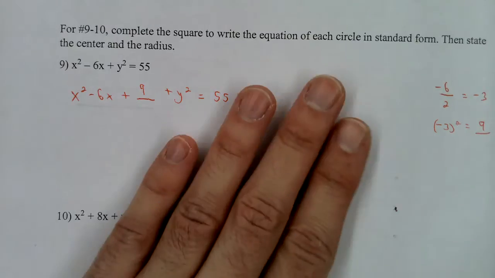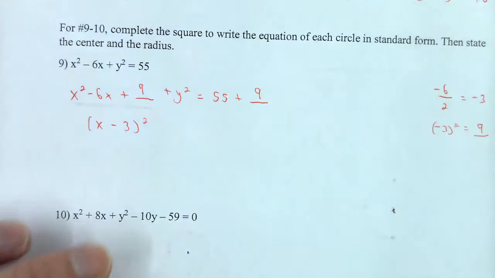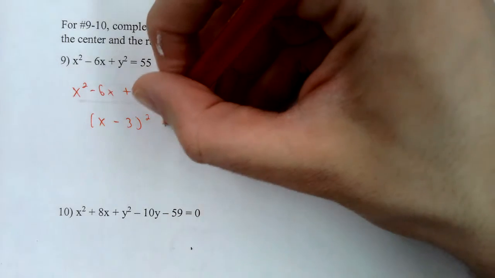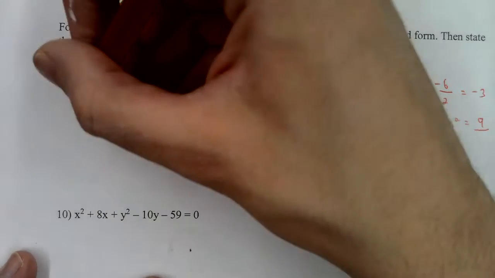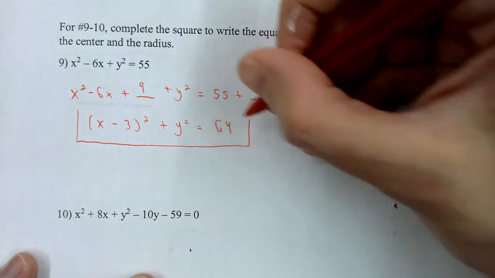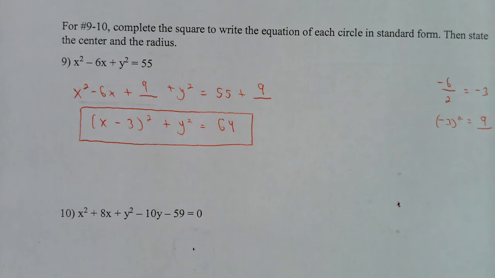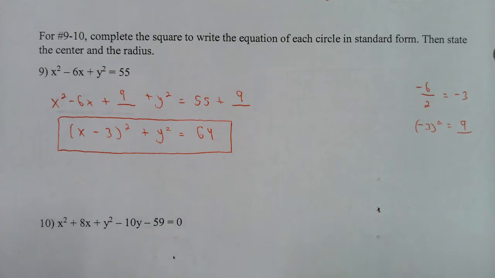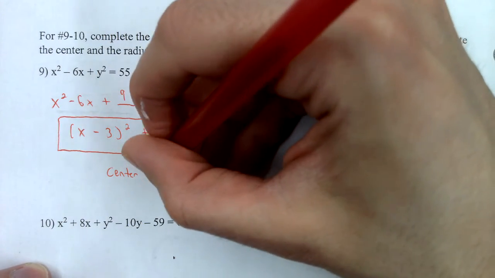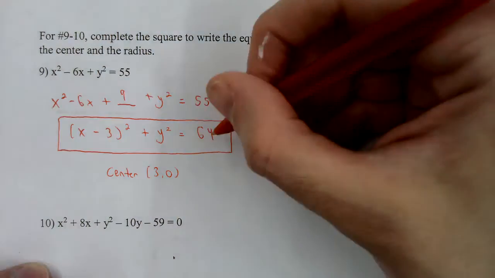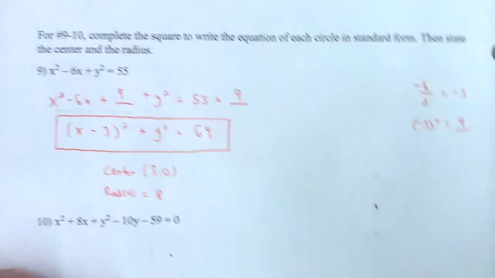So I'm going to write down x minus 3 squared plus y squared equals 64. 55 plus 9 is 64. That's the answer. Question also asked you for the center and the radius. The center is 3, 0. The radius is not 64. It equals the square root of 64, which equals 8. Radius equals 8.